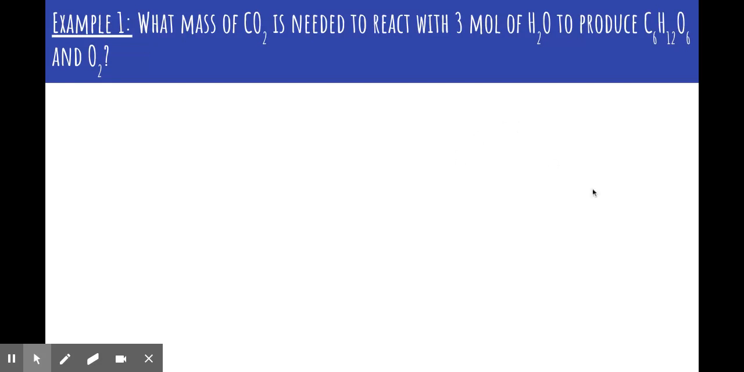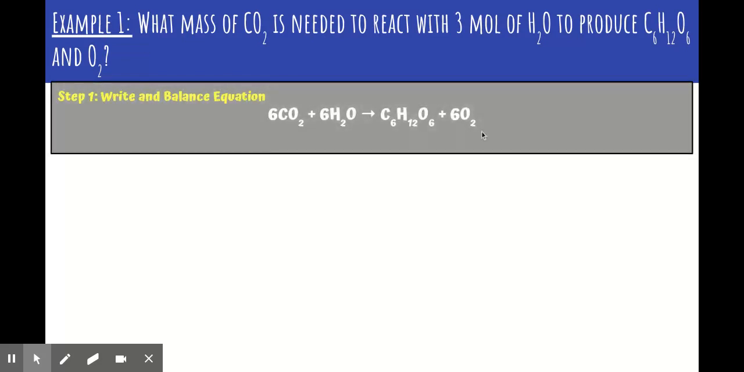So anyway, this first example: what mass of carbon dioxide is needed to react with 3 moles of water to produce fructose and oxygen? Okay, so here you have all of these formulas already written out. You just need to write it out as a reaction and then balance it. So you have your carbon dioxide plus your water yields fructose plus oxygen. You would have gone back in and balanced this, okay?